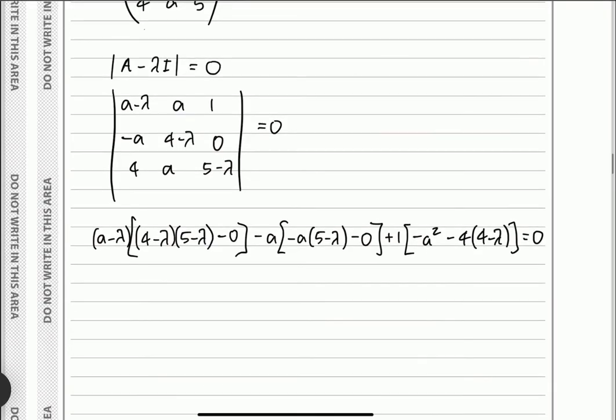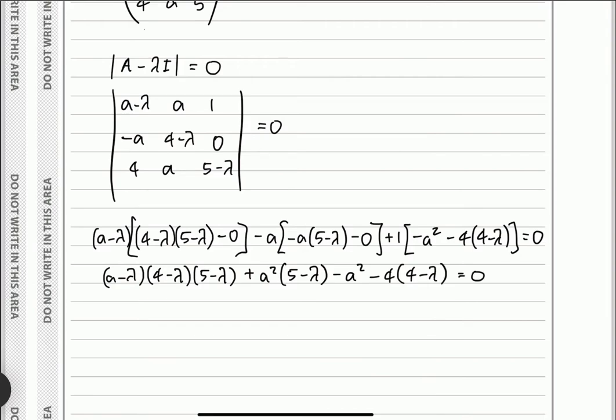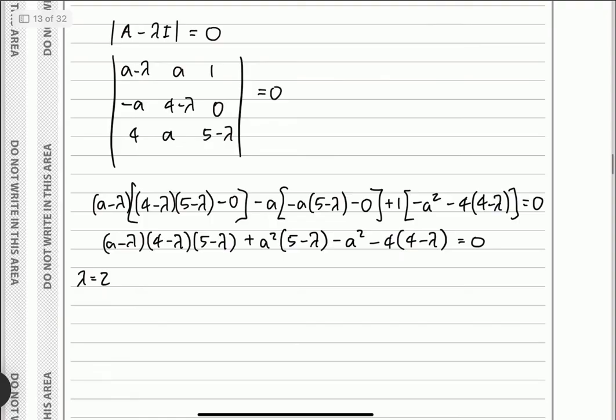Now we're going to get rid of the big brackets, but I will leave some of it factorized still. I think that'll be easier in the next step if we do it that way. Minus a squared minus 4 lots of 4 minus lambda. Because although we would normally solve for lambda here, what we need to do is put the information lambda equals 2 given in the question to find a.